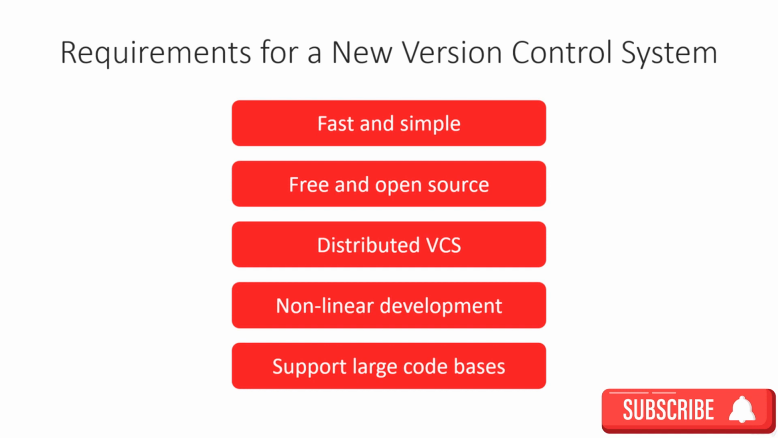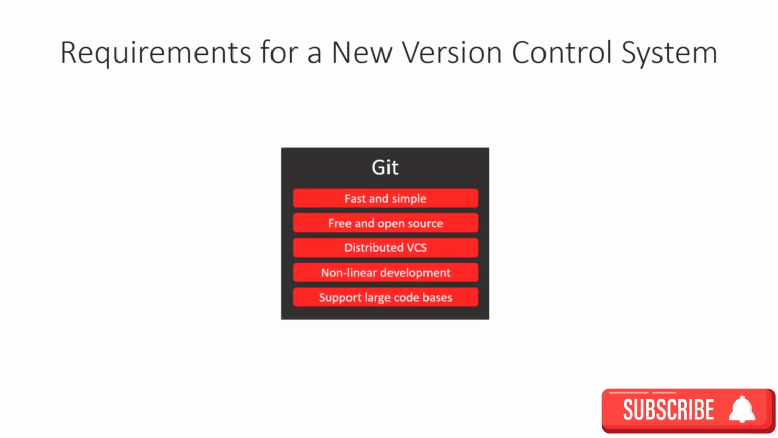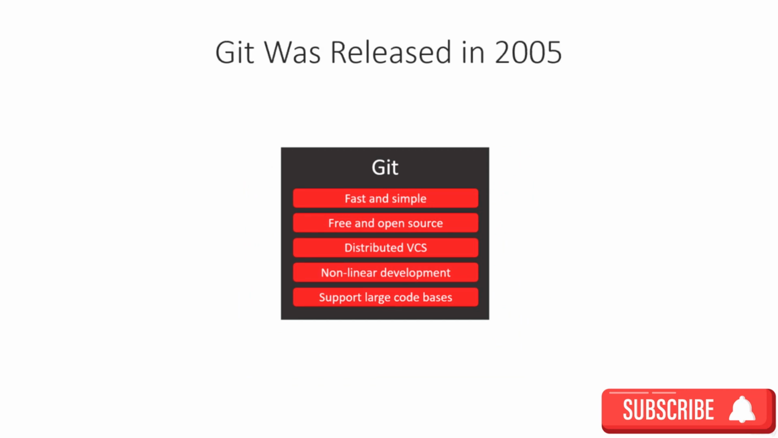So, these requirements and a few more made it into the distributed version control system that we know today as Git. Linus Torvalds and the Linux community were really fast, and Git was released already in the year 2005. So, you see, Linux is actually the origin of Git.